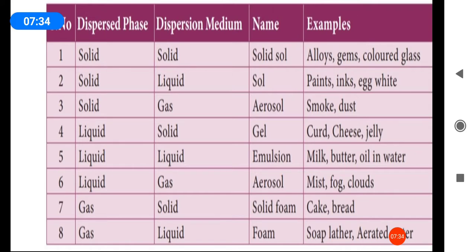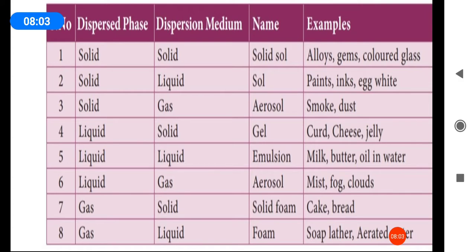The fifth one is liquid in liquid. The name of this colloid is emulsion. The examples for emulsion are milk, butter, oil in water. The sixth one is liquid in gas, aerosols. Examples are mist, fog, clouds.